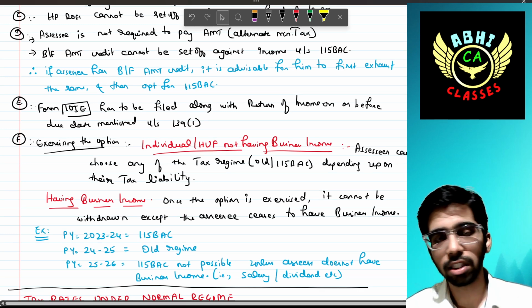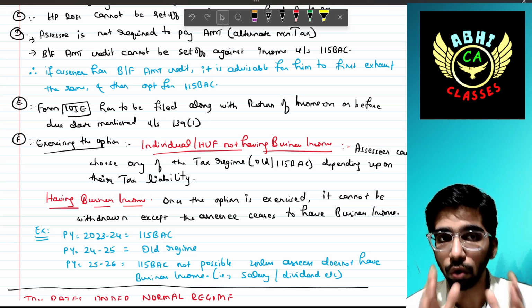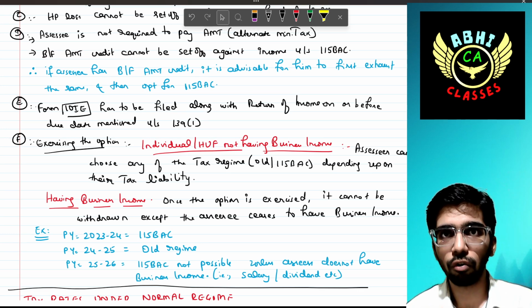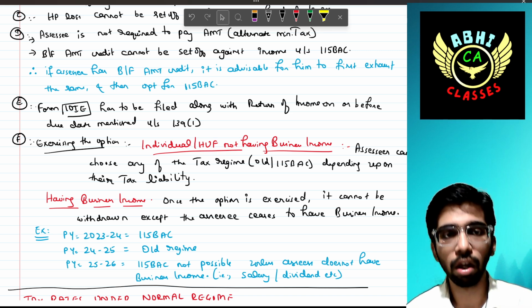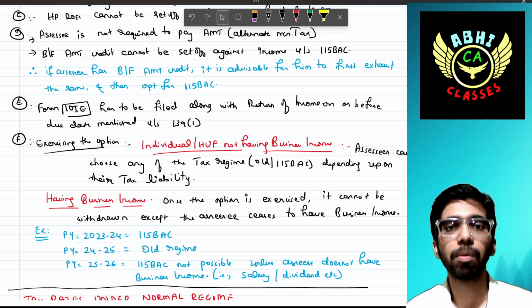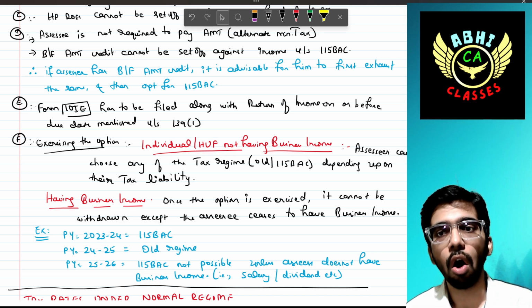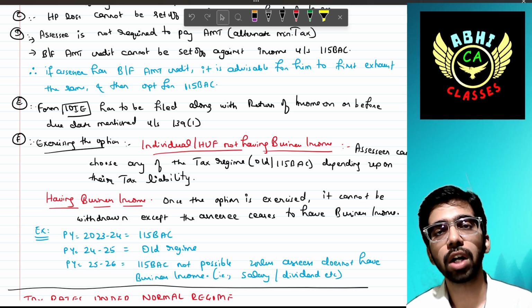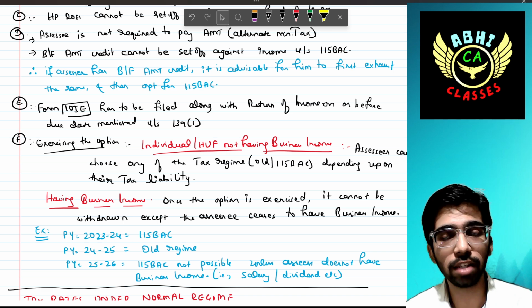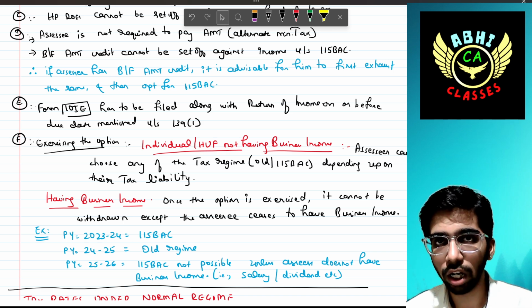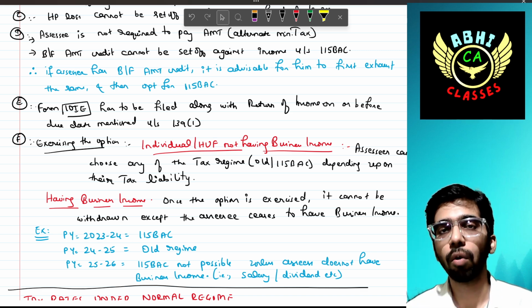Next, in order to claim this benefit, that is 115BAC, because it is a beneficial scheme for individuals, Form 10-IE is required, and this can be asked in an MCQ. Form 10-IE has to be filed along with the return of income, that is your income tax return, on or before the due date mentioned under section 139(1). If he has not filed his return within the due date, then he is not able to opt for this 115BAC.